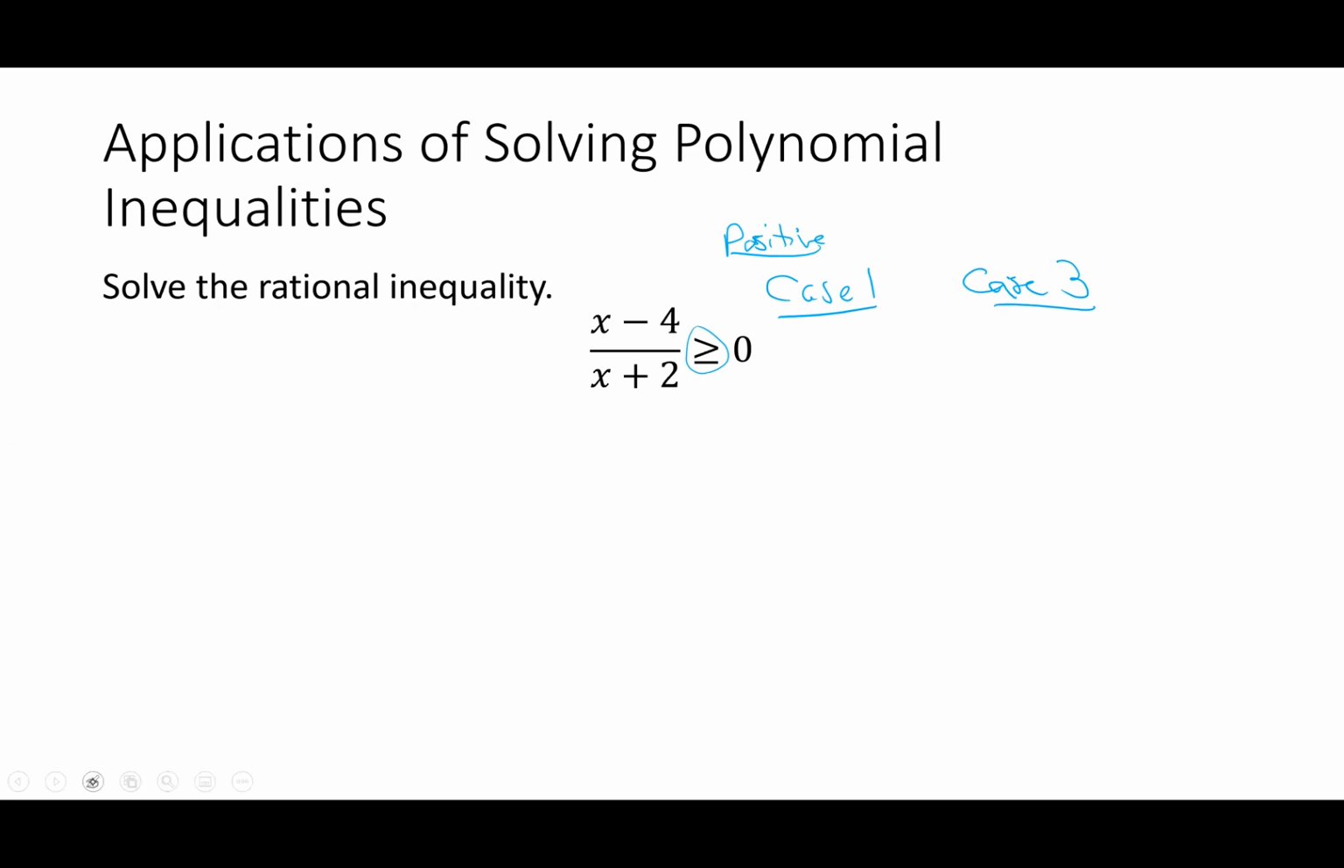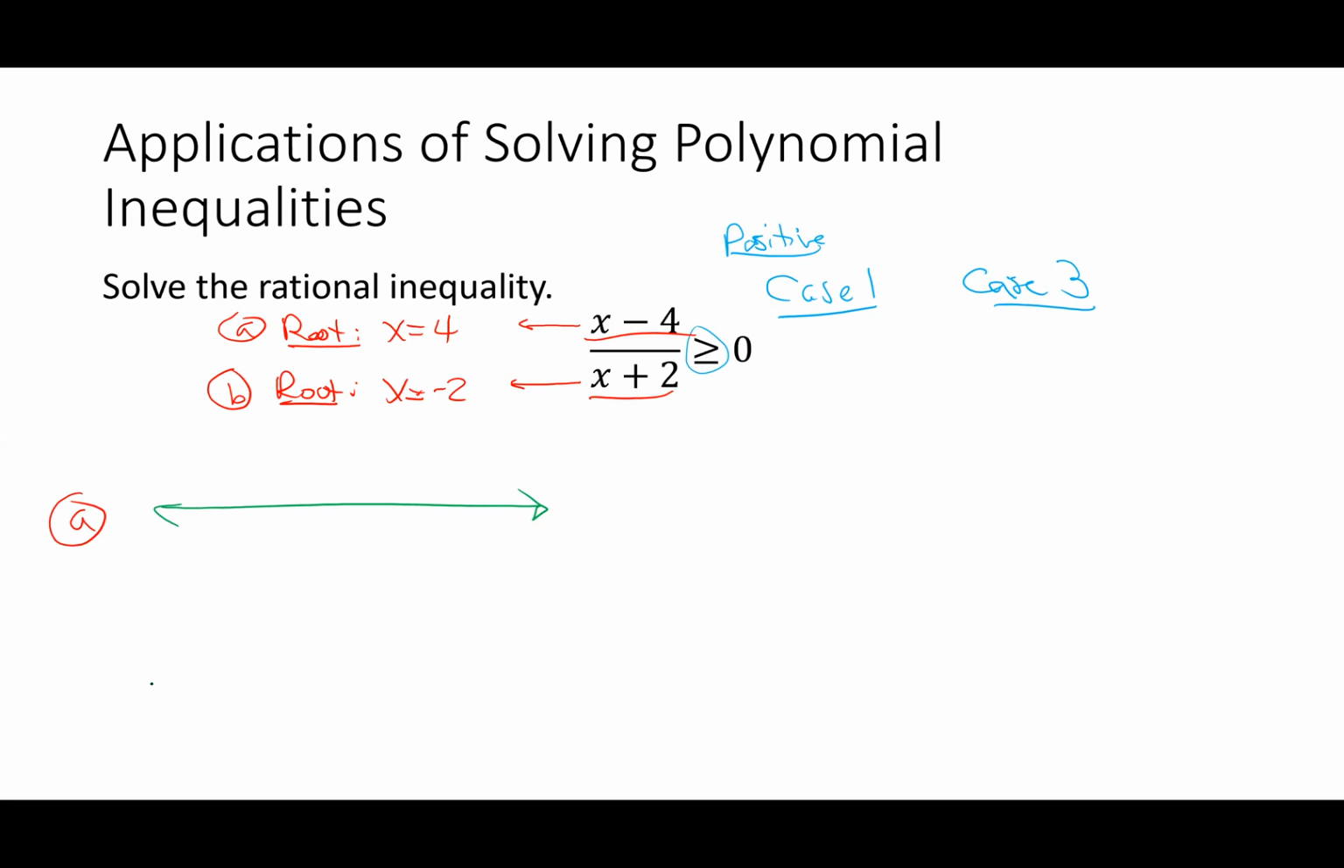So let's do our sign charts. First, we're going to look at the polynomial in the numerator. And here it's pretty clear that our root, since it's just x minus 4 in the numerator, is going to be x equals 4. For the polynomial in the denominator, we're going to have a root at x equals -2. So now what I'm going to do is set up my sign charts. Okay, we'll call this function A, and we'll call this function B. So let's set up sign chart A. And then I'm going to set up sign chart B as well.